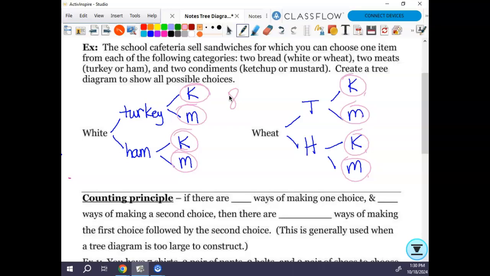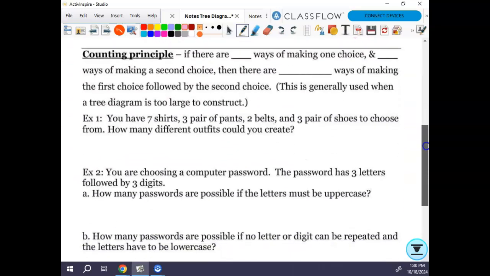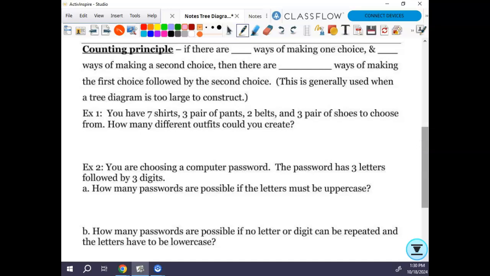But then there's the counting principle where we're going to put a little bit of math behind it, and once you get it, it's not that big of a deal at all. So if there are n ways of making one choice and m ways of making a second choice, say you have 2 pair of pants and 3 shirts. So I have 2 ways of picking pants and I have 3 choices to make for shirts. Then there are n times m ways of making the first choice followed by the second choice. And again, this is generally used when the diagram is too large, or even if it's not. We could have done that up here.